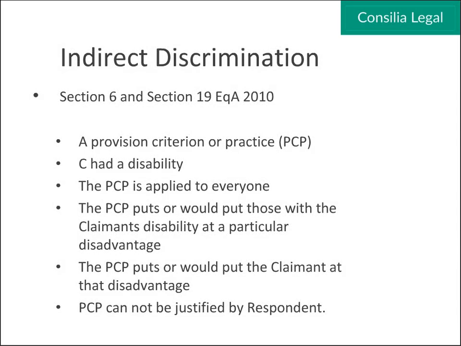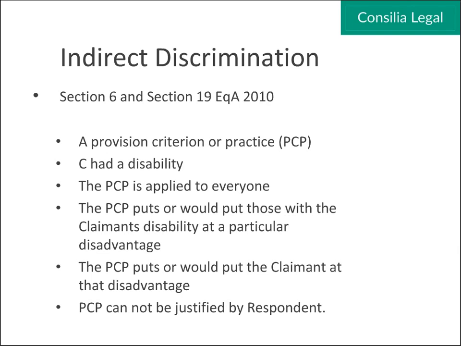So indirect, so direct is obviously what it says on the tin really, because of, but with indirect, there's this long-winded definition, and I always think lawyers throw these terms around, it's a PCP, what's your PCP, and it all becomes a bit aggressive. Well, basically, what you've got to show for indirect discrimination if you're a claimant is that there's a provision, criterion, or practice, and that's your PCP, that the claimant had a disability, that the criteria or practice applied to everybody, but it puts somebody with the claimant's disability at a particular disadvantage, and you'd have to show what that disadvantage is.